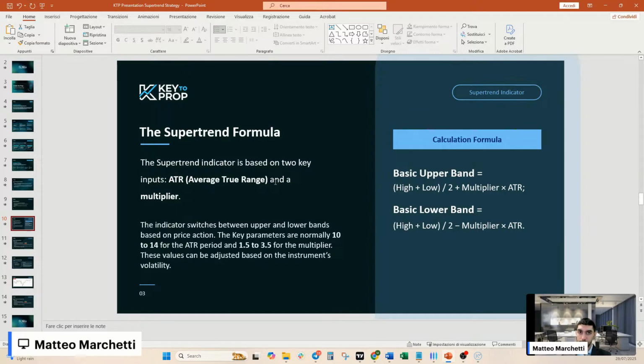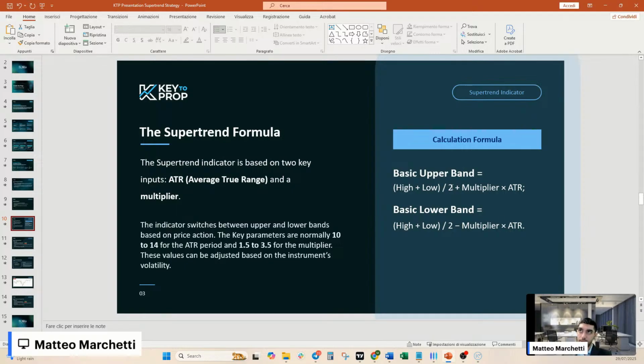The multiplier can range between 1.5 and 3.5. As I trade mainly on US indices, I prefer to use 3 or 3.5: 3.5 for instruments which are more volatile, and 3 for instruments which are less volatile. This is the formula. So every second you have essentially two bands, the upper band and the lower band, and of course, depending on where the price is, considering these two levels, the super trend will be green or red, signaling an uptrend or a downtrend.